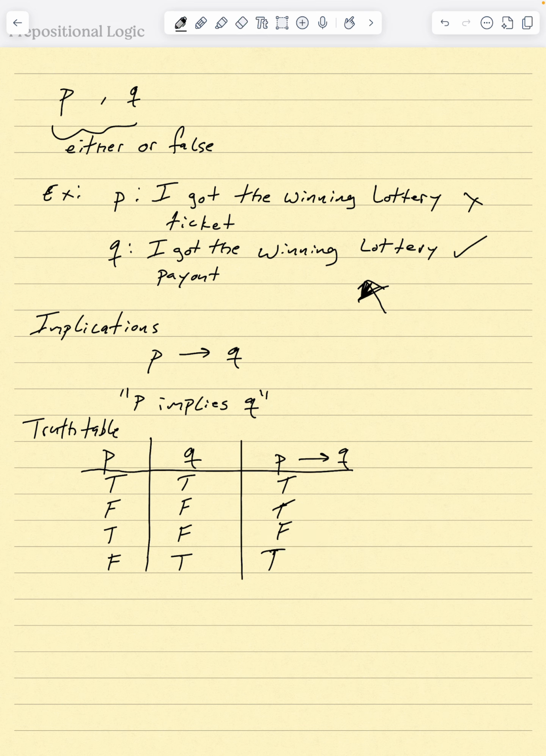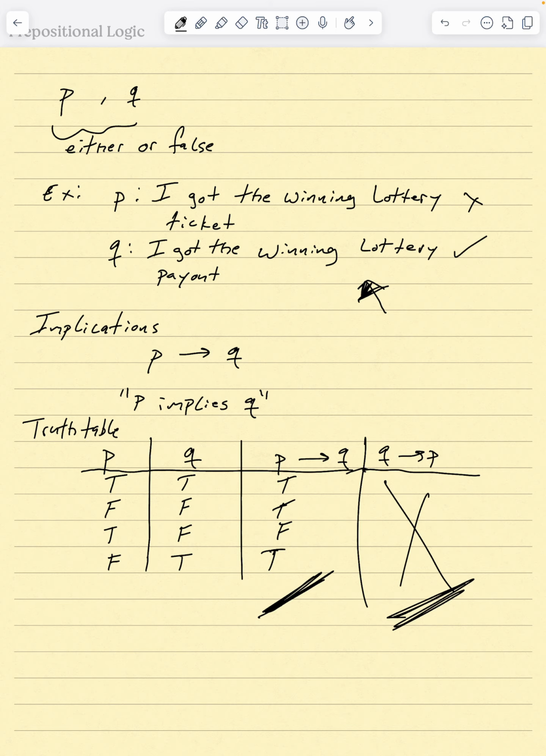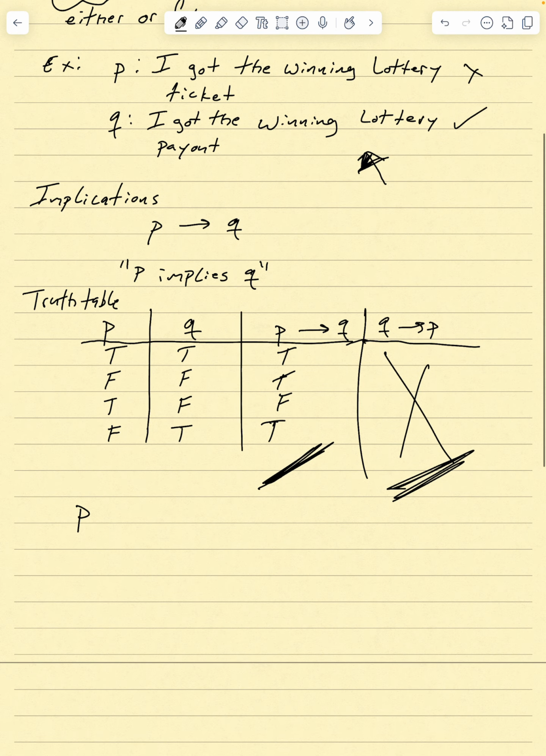Okay. So you can make a table here: P implies Q, Q implies P, and follow the same way. And you'll see that these don't add up, meaning this column does not turn out the same as this column. So what that tells us is that P implies Q and Q implies P are not logically equivalent.